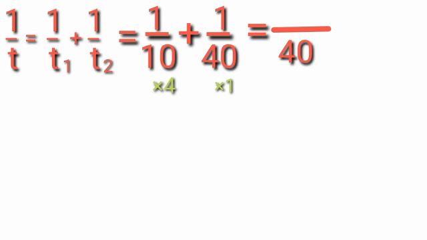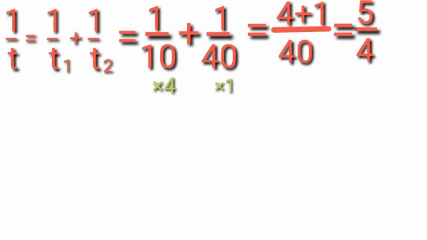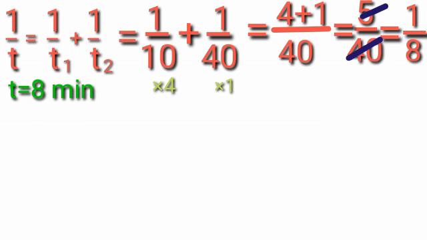Now multiply by numerator. 4 into 1 is equal to 4 plus 1 into 1 is equal to 1. 4 plus 1 is equal to 5. 5 by 40. Now divide 40 by 5. 8 times 5 is equal to 40. Now reciprocal this equation. T is equal to 8 minutes is our answer.